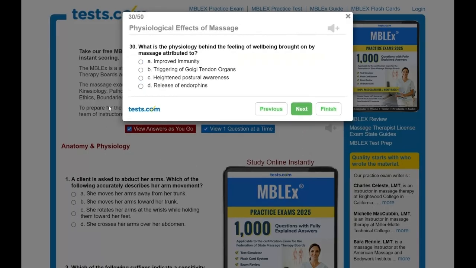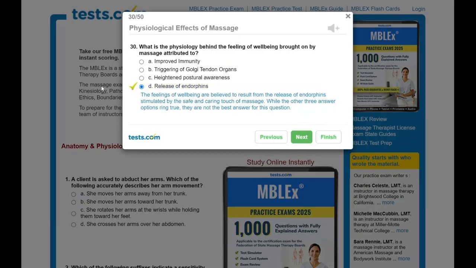Question 30. What is the physiology behind the feeling of well-being brought on by massage attributed to? A. Improved immunity. B. Triggering of Golgi tendon organs. C. Heightened postural awareness. D. Release of endorphins. D. Release of endorphins. The feelings of well-being are believed to result from the release of endorphins stimulated by the safe and caring touch of massage. While the other three answer options ring true, they are not the best answer for this question.